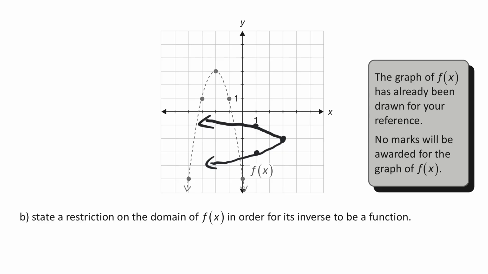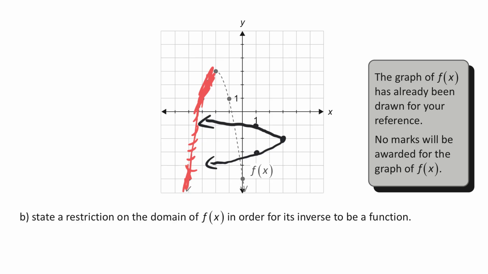And what's a restriction on the domain of f of x in order for its inverse to be a function? Well, clearly this new black graph is not a function because it fails the vertical line test. If I was to draw a vertical line here, it crosses at 2 locations. So to restrict the original function, I'd probably want to get rid of all this stuff, because if that was all gone, then I would just have the point at the top and then the point on the right.